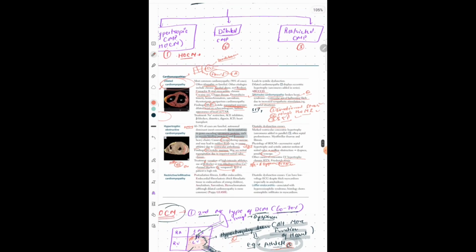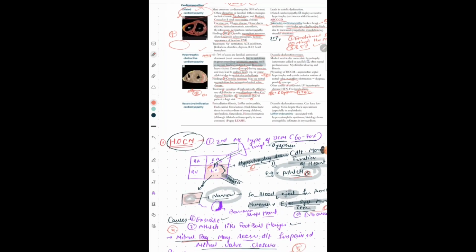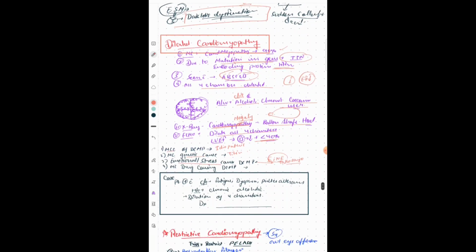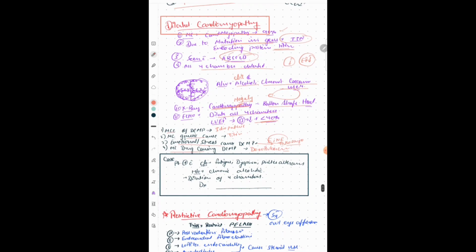So we have covered dilated cardiomyopathy. What is the most common drug that causes it? Doxorubicin. In a case with fatigue, dyspnea, chronic alcoholic, all four chambers dilated plus pulsus alternans, the answer is dilated cardiomyopathy.